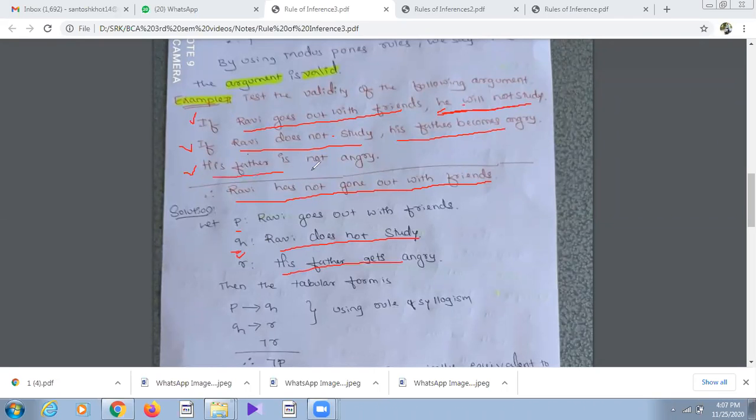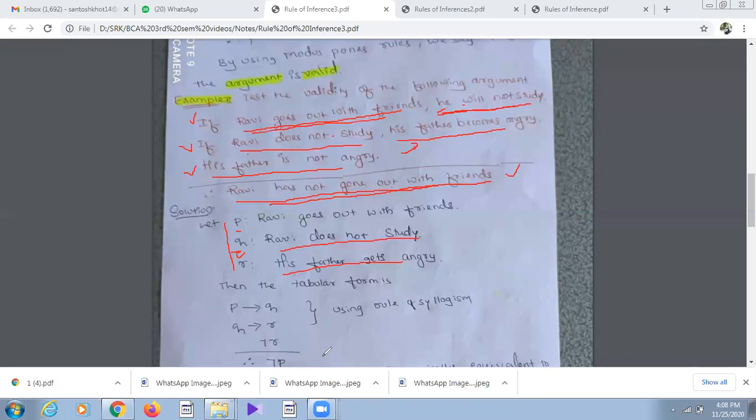His father is not hungry. This is the opposite of that sentence, so there is no need to take another symbol, because it is the negation of R. Ravi has not gone out with the friends is the opposite of Ravi goes out with the friends, so it is the negation of P. So there is no need to take another primary statement. We denote three primary statements: P, Q, R.